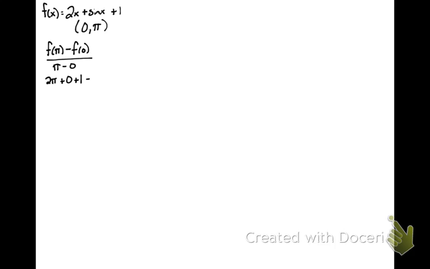And f of 0 would be 0 plus the sine of 0, which is also 0, plus 1. And all of that is being divided by pi. Well, 2 pi plus 1 minus 1 is just 2 pi, and 2 pi divided by pi is just 2. So our average rate of change on this interval is 2.